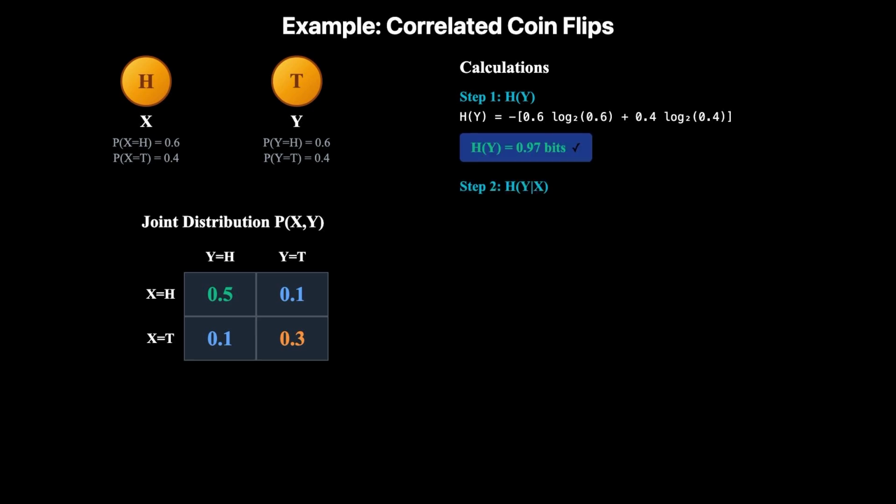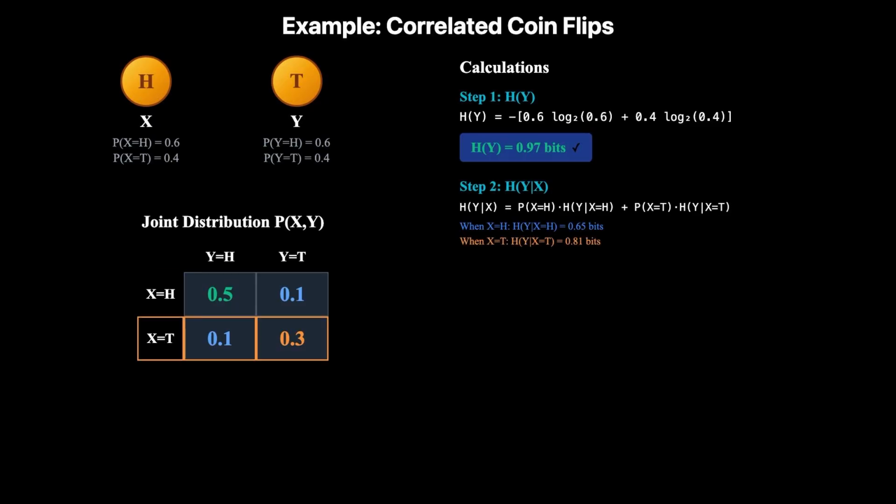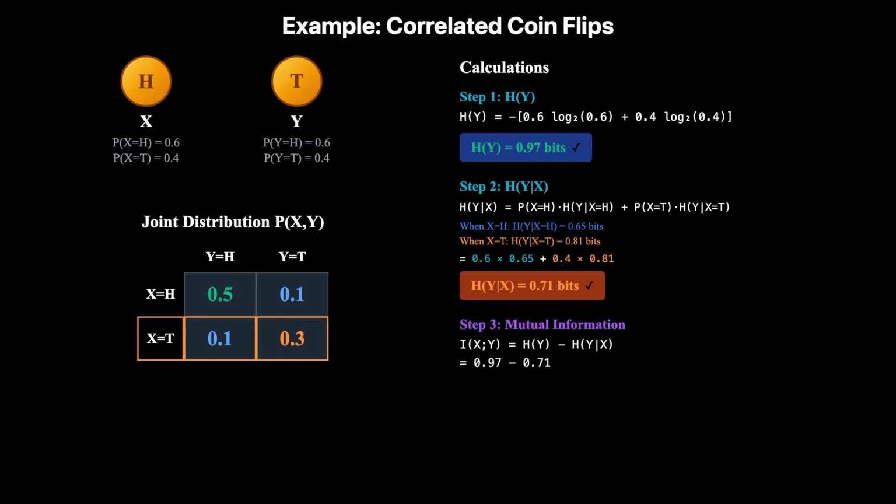Now the key question. If we observe the first coin, how much uncertainty remains about the second? When the first coin shows heads, the second coin becomes more predictable. When it shows tails, the pattern shifts differently. Averaging over both cases, the remaining uncertainty drops to about 0.71 bits. The difference between these two numbers is the mutual information, approximately 0.26 bits. In other words, observing the first coin reduces your uncertainty about the second by about 1/4 of a bit.